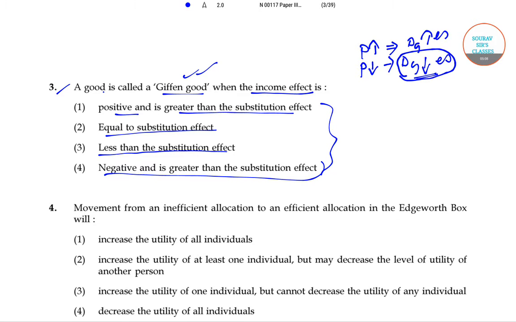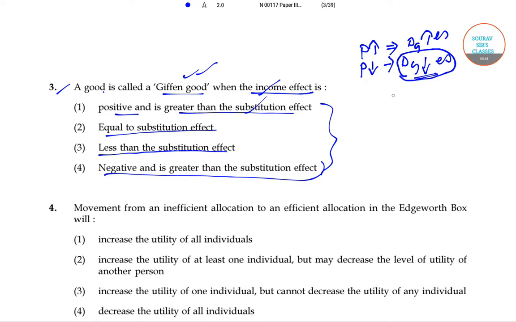Giffen goods are basically goods like staple goods. For example, potato is the major example that we usually use. When the price of potato increases, as this is a staple food for most of the people, the consumption of potato also increases by cutting down the consumption of other commodities. The similar thing happens when its price falls: we shift our consumption from potato to some other commodity. So now we are coming to income effect and substitution effect.